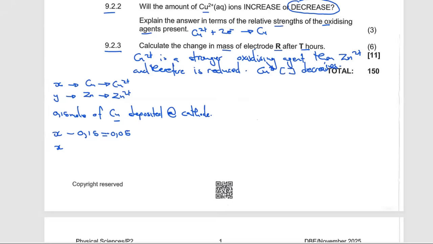Just a moment, a negative 0.05 minus 0, plus 0.15. So I'm going to get a value of 0.1 moles of X, right? So these are the moles of Cu which is oxidized, right?